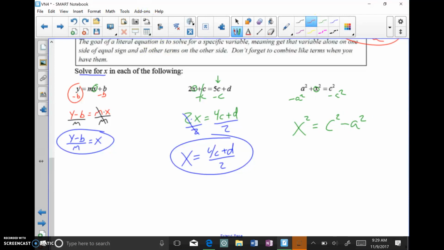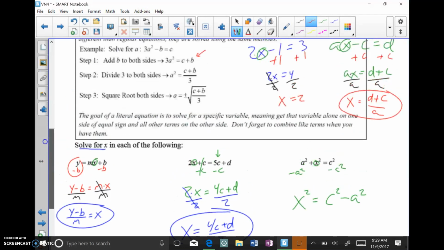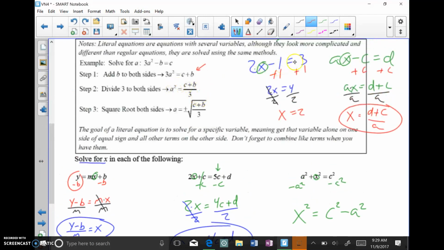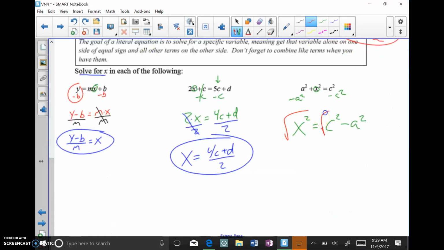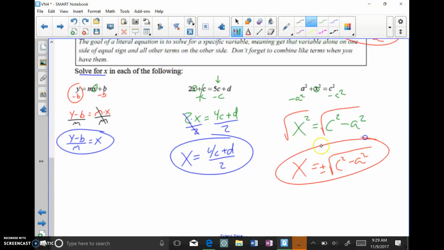Then what we saw up in this example here, that when I have a squared, I need to do the square root. So I'm going to square root both sides because I don't want x squared, I want just x. And that leaves me with an answer of the square root. But don't forget, we've got to do a little plus or minus there. And that's something you'll learn more about when we get into quadratics and completing the square and things like that. But this plus or minus the square root of c squared minus a squared. And that's actually the answer.